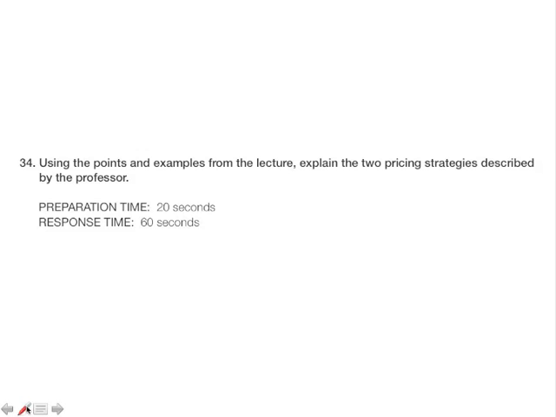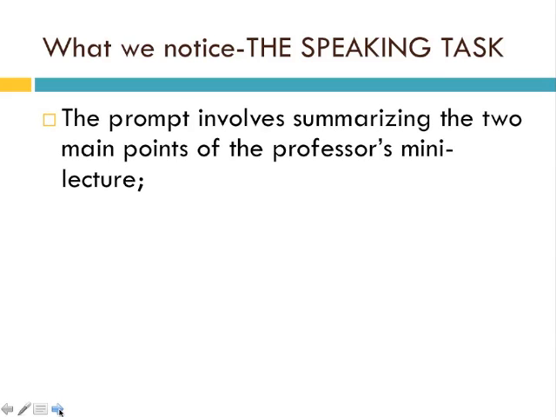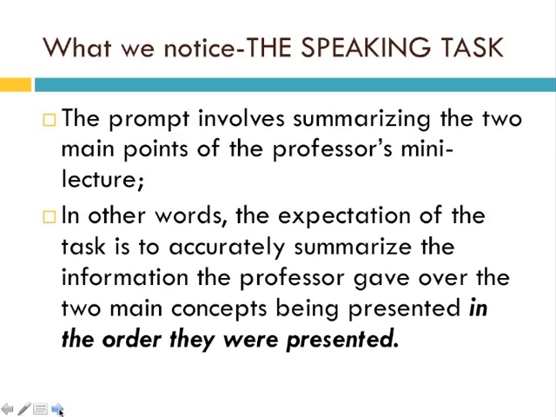So in this case, yes, we can see that very clearly because the professor talked about two different ideas. The task is kind of helping us here a little bit by reminding us that there were two different pricing strategies. So again, the prompt is going to involve summarizing those main points. And as I said before, there are generally two, perhaps three. So in other words, the expectation of the task is to accurately summarize the information the professor gave, basically summarizing everything the professor said. And of course, keep in mind, it would be good to do it in the order that they were presented. So do you remember which one was first? Was it the higher price or the lower price? This is important when you're giving your speaking response.